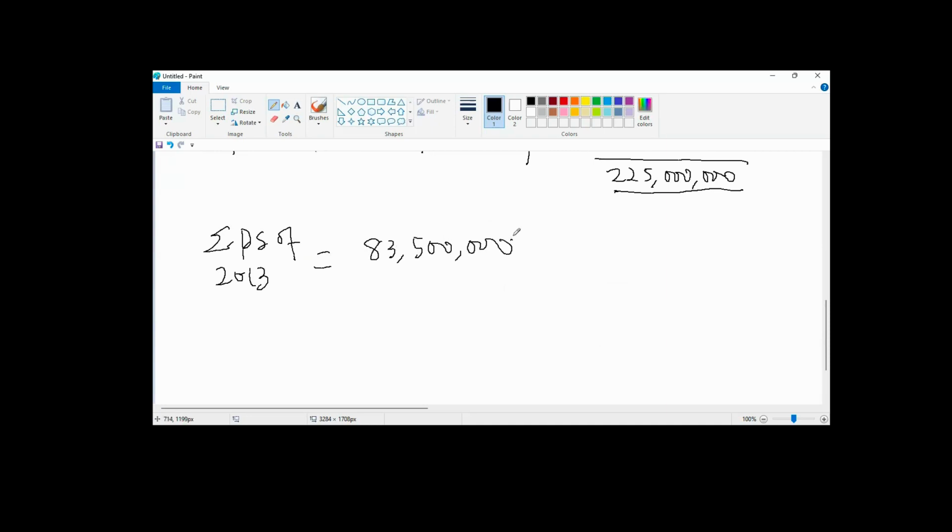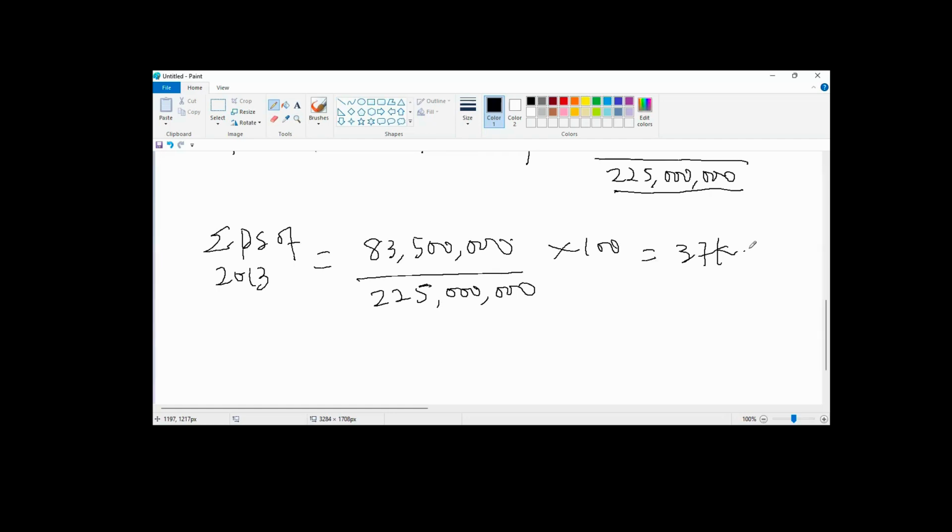83,500, which is the profit attributed, divided by 225 million, multiplied by 100. What does it give us? That is the earnings per share. 37.1, let's approximate, that is 37. Okay. That is that.